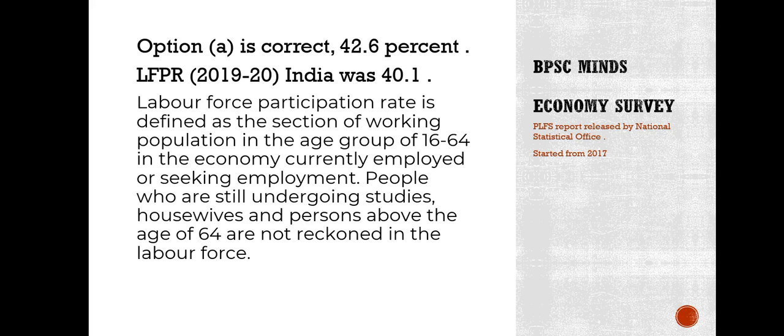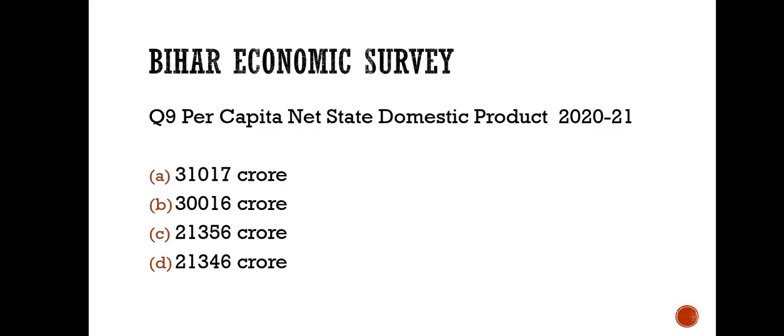Now let's see the definition of labor force participation rate. It is defined as the section of working population in the age group of 16 to 64 in the economy currently employed or seeking employment. People who are still undergoing studies, housewives, and a person above the age of 64 are not reckoned in the labor force. Let's see some facts. Periodic Labour Force Survey report is released by National Statistical Office, and it was started in 2017. Moving to the next question.